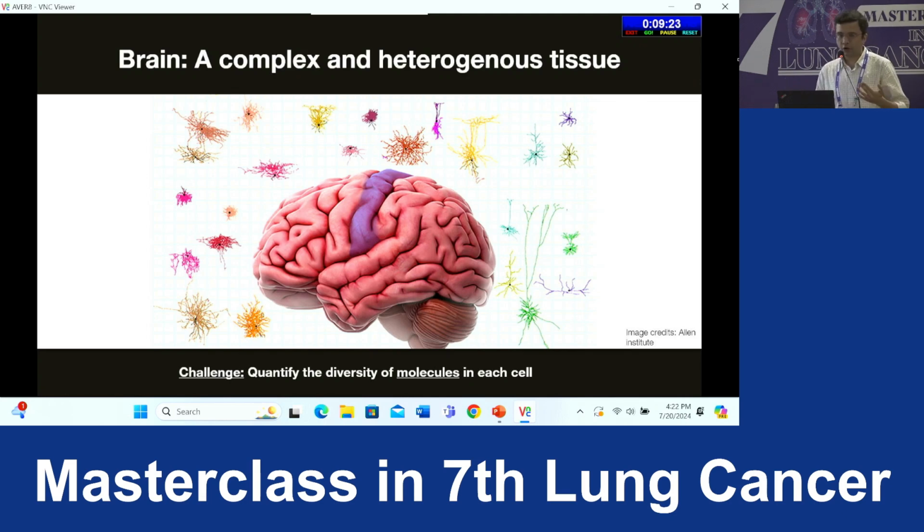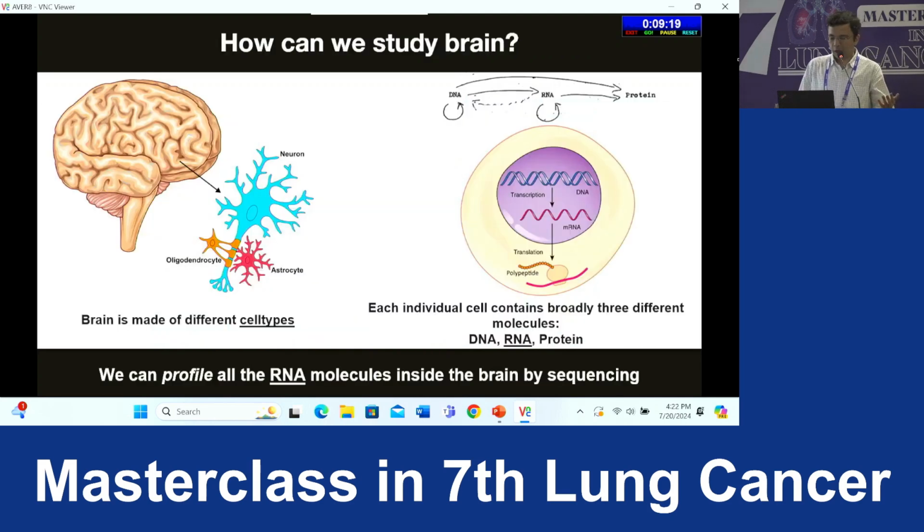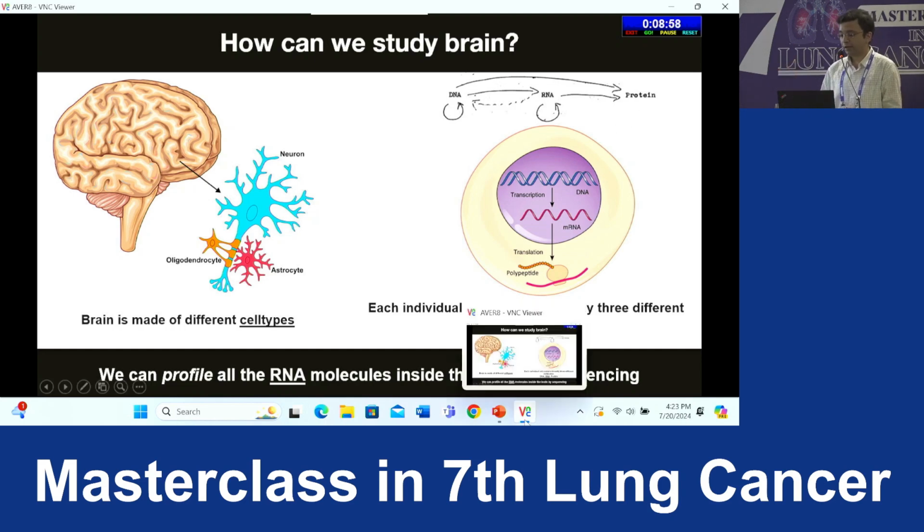And we are all familiar with the fact that there are ways to capture molecules now. So how do we actually capture molecules? My lab focuses mostly on understanding RNA, just because the signal to noise ratio is generally higher when you capture the RNA. And if I'm interested in brains, the brain is made up of different cell types, very broadly neurons, oligodendrocytes, astrocytes. The goal here is, can I profile the RNA molecules from these cells?